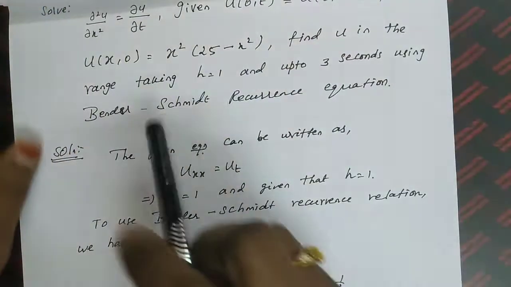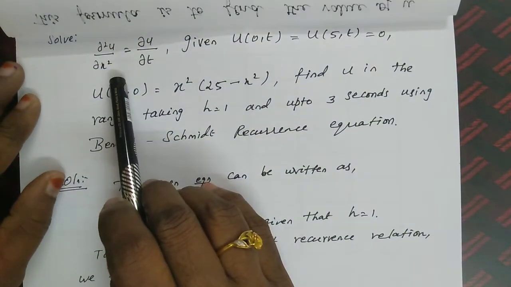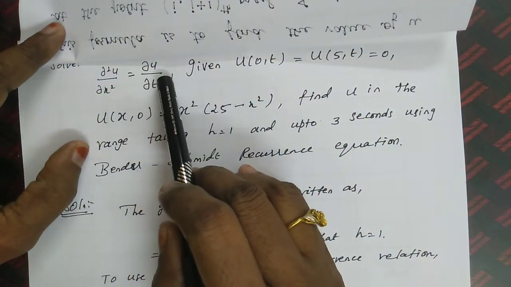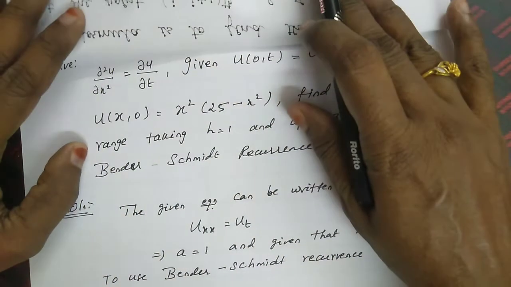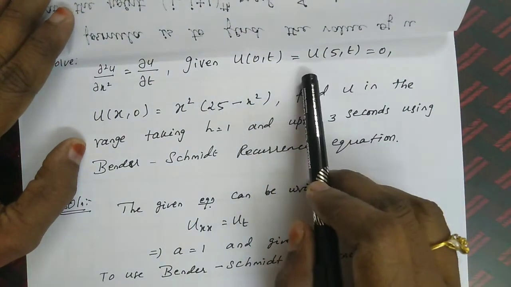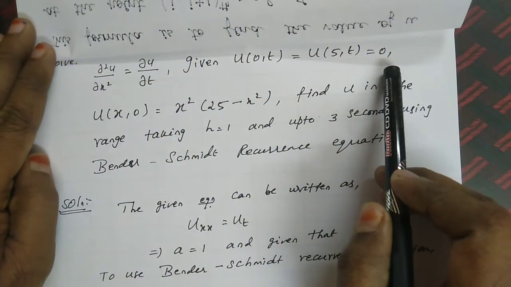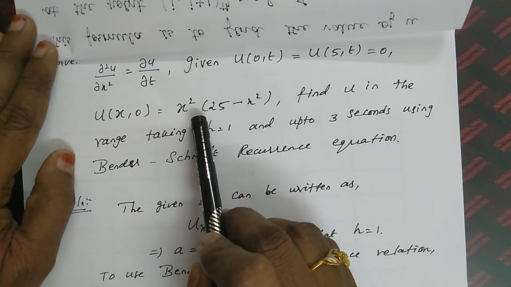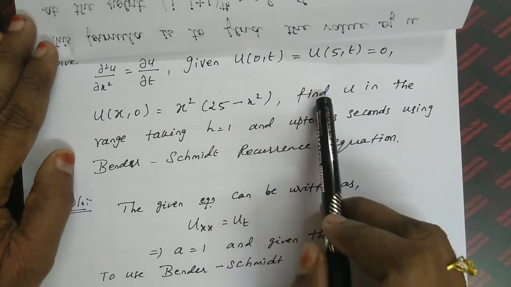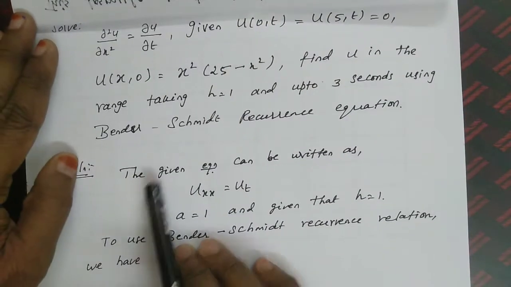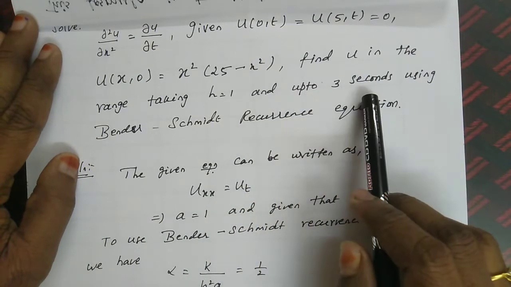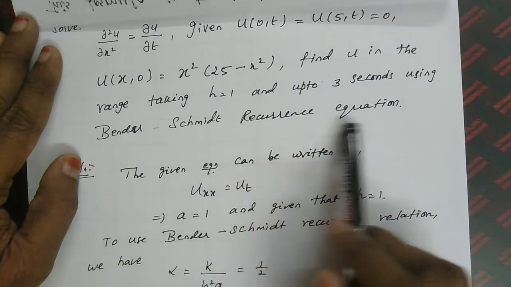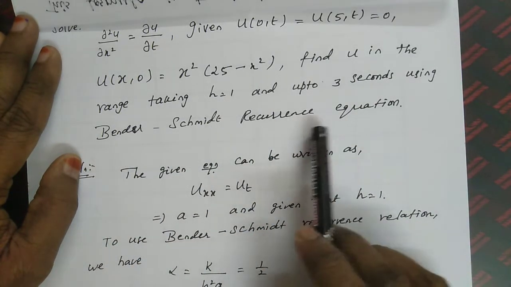Look at the question. Solve dou square u by dou x square equal to dou u by dou t, given u of 0 comma t equal to u of pi comma t equal to 0, and u of x comma 0 equal to x square into 25 minus x square. Find u in the range taking h equal to 1 and up to 3 seconds using Bender-Schmidt recurrence equation. Instead of this Bender-Schmidt recurrence equation, it can be given as the explicit method also.